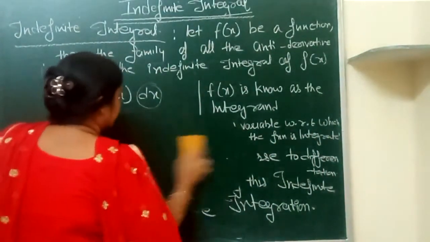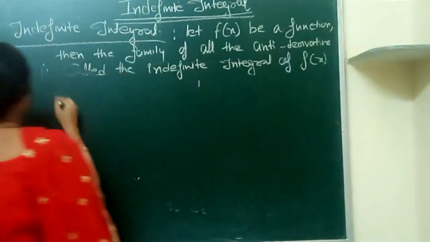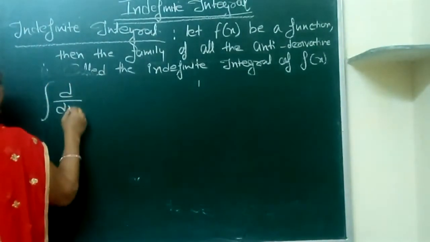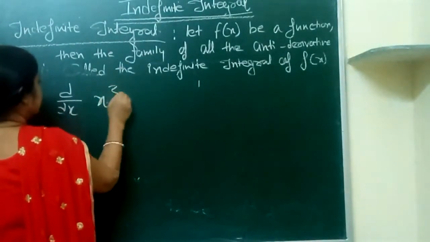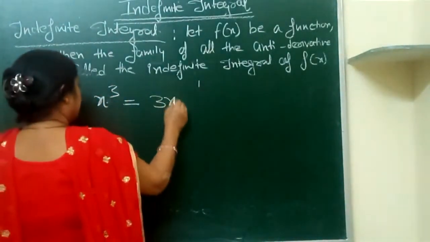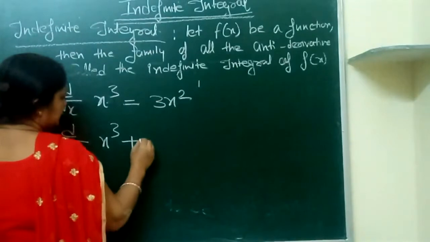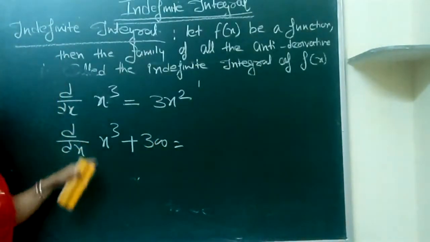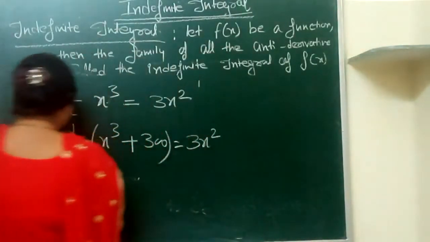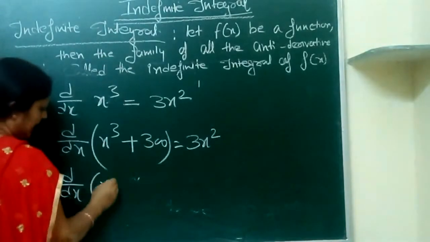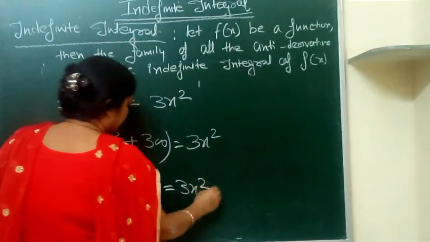It means the derivative of x cube, what will come? 3x square. And the derivative of x cube plus 300, what will come? You know that differentiation, that will come again 3x square. Derivative of x cube plus 1000, that will come 3x square.